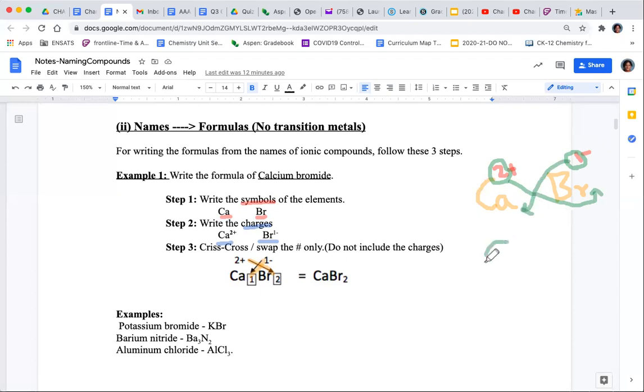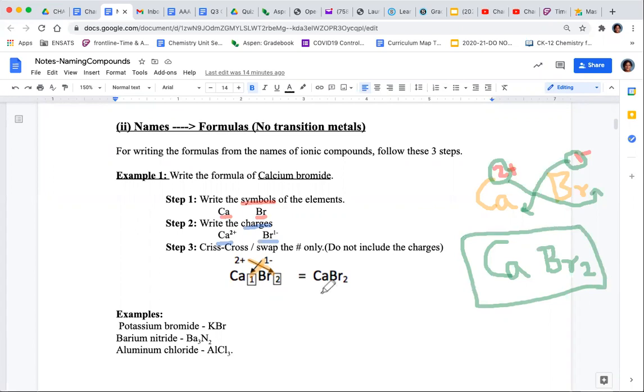Okay. So now Ca. What number comes after Ca? 1. Then write Br, and bring the number here. That is 2. But when there is only 1, you should not write the 1. It's not necessary. So erase the 1. We don't want that. So CaBr2, that is the final answer.